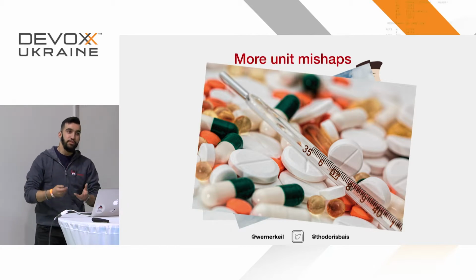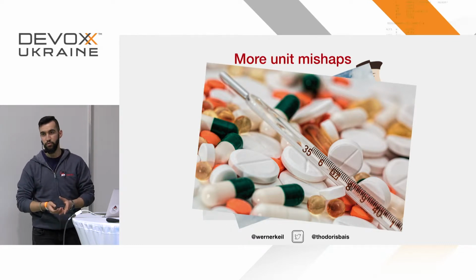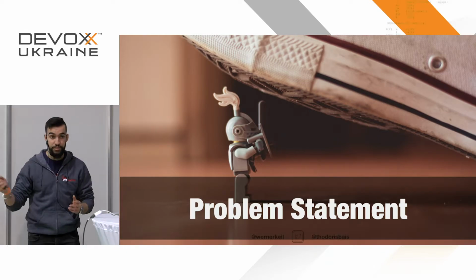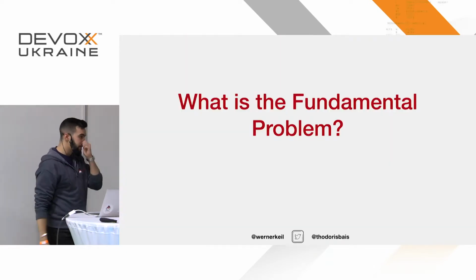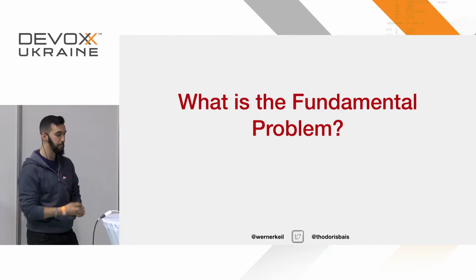I would say that's why we have JSR 385. But first of all, we are technical, so let's understand what the problem currently is. So what's the fundamental problem today? What are we going to try to solve?